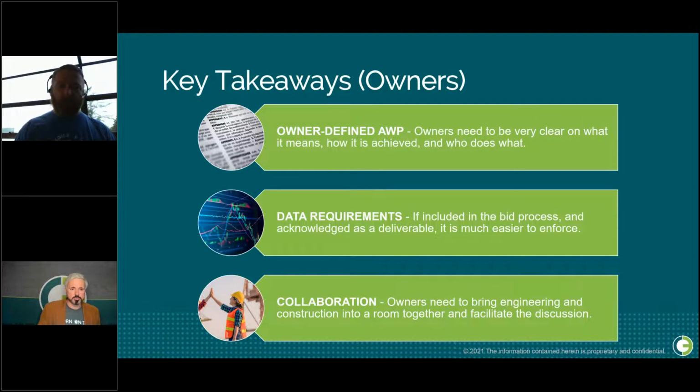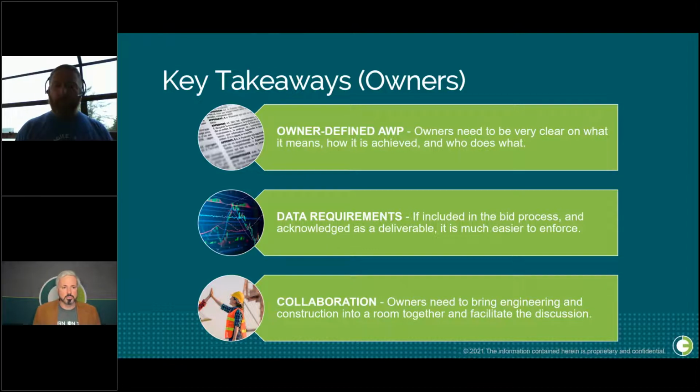So one of the key takeaways for any engineering or construction implementation of AWP is owner needs to be clear on what the requirements are. The same applies to data. There's a lot of data that's needed to support advanced work packaging. A lot of it already exists within engineering. We're not creating a massive cottage industry of new data requirements. We're just asking that those data requirements be organized and presented in such a way that we can use the information that engineering is already producing.